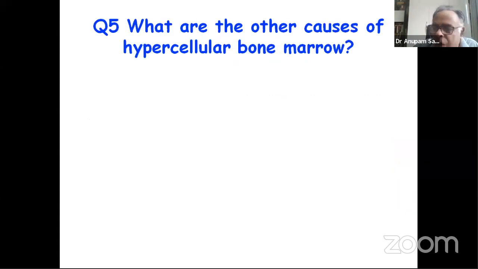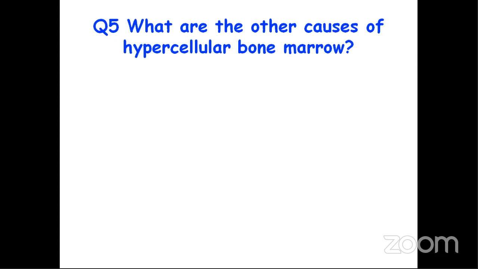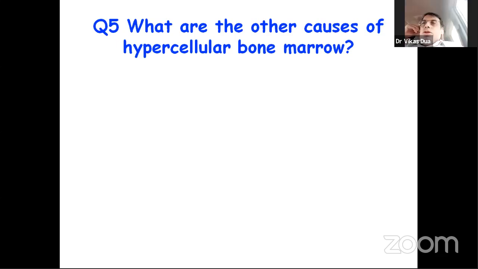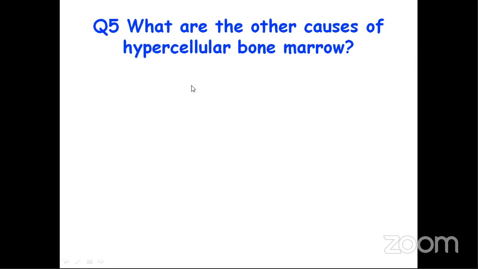Now, what are the other causes of a hypercellular bone marrow, Dr. Vikas? Is he there? Yes, sir. I can hear you, sir. So we can see a hypercellular marrow in conditions like MDS, in conditions like leukemia. We can have a hypercellular marrow in PNH. Definitely in megaloblastic anemia because of B12 or folic acid deficiency. And in conditions in which you have immune-mediated destruction like SLE, if that's the cause of pancytopenia, you can see a hypercellular marrow. Yeah, absolutely.